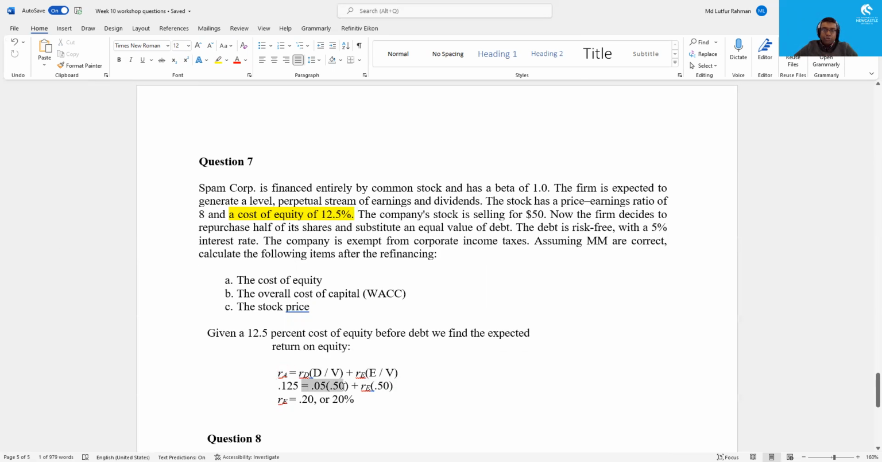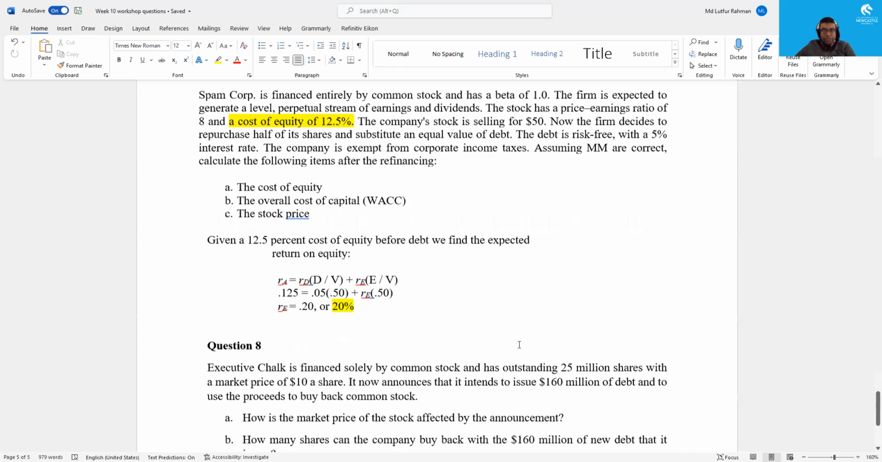Now the company issues debt, and we can solve for the return on equity, rE, which is 20%. Previously the company was an all-equity company, that's why its cost of equity and its return on assets should be the same. However, now as the company is issuing debt, its cost of equity should go up as the company becomes riskier. And we see that cost of equity is 20%.